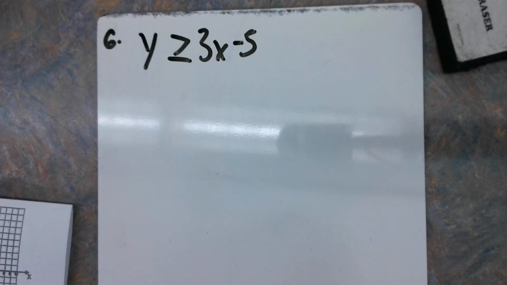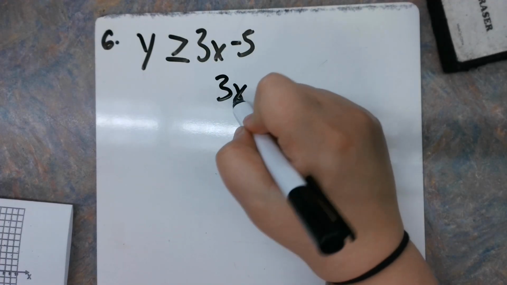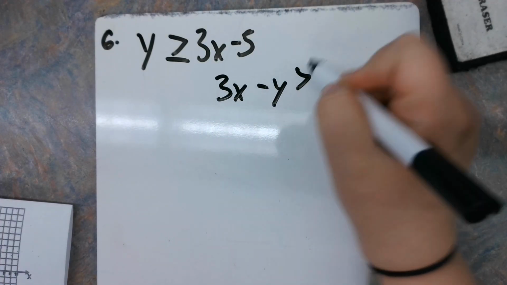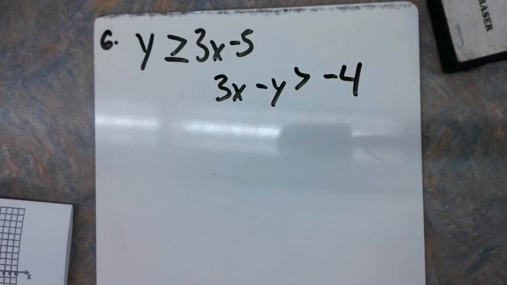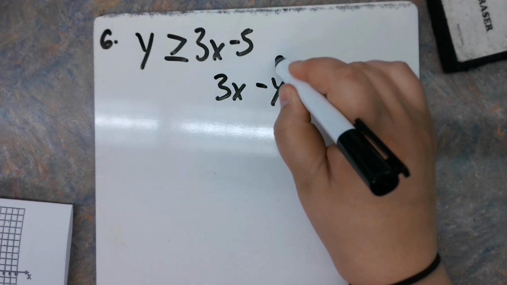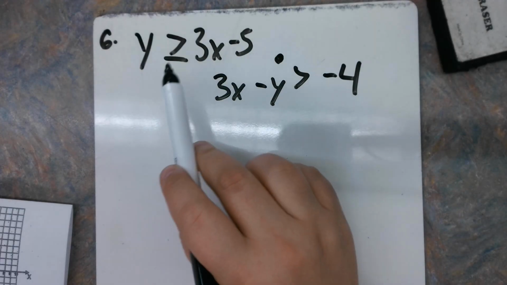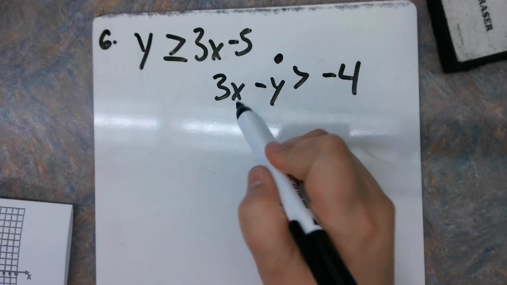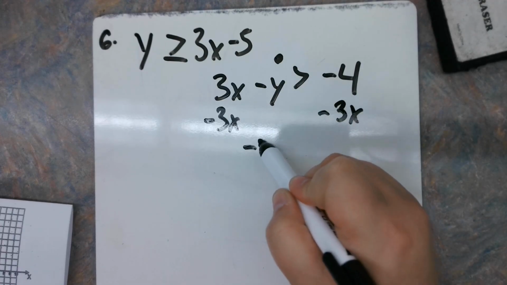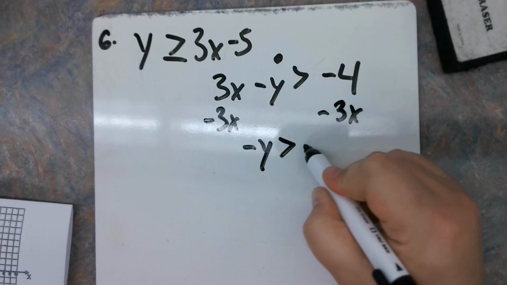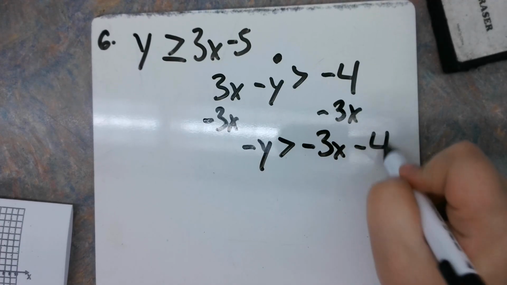It's set up right. But I have this one, 3x minus y is greater than negative 4. That is not set up ready to graph. So I need to get y by itself in order to have it y equals mx plus b. So I'm going to start by subtracting 3x, negative y is greater than negative 3x minus 4.